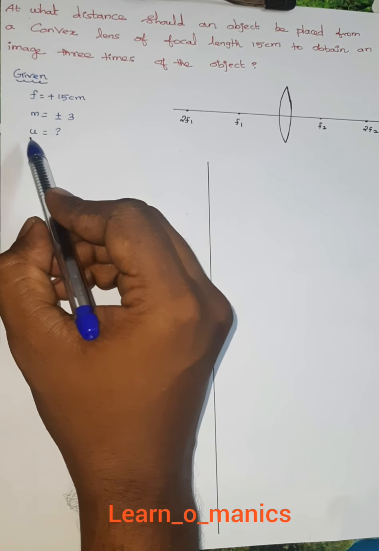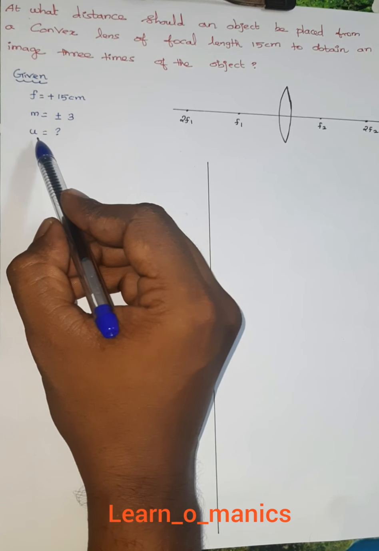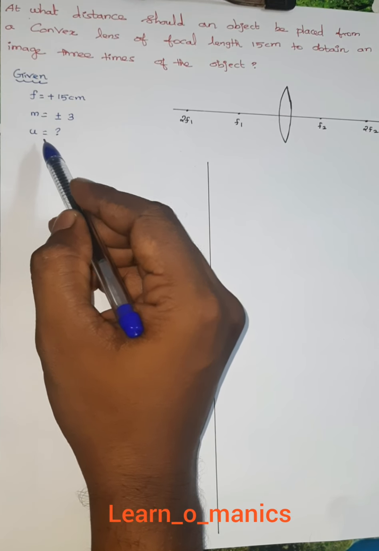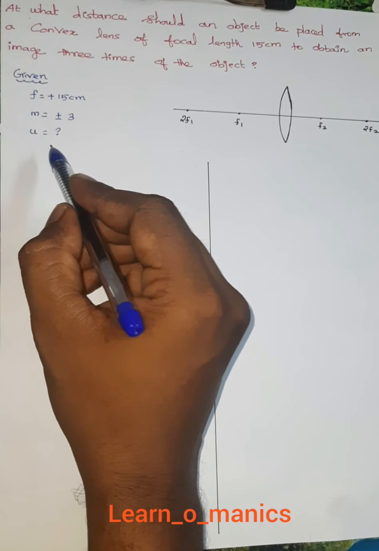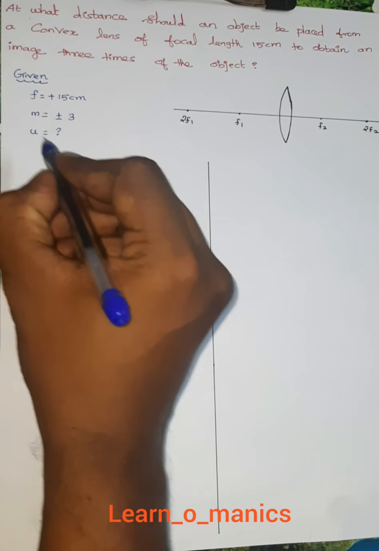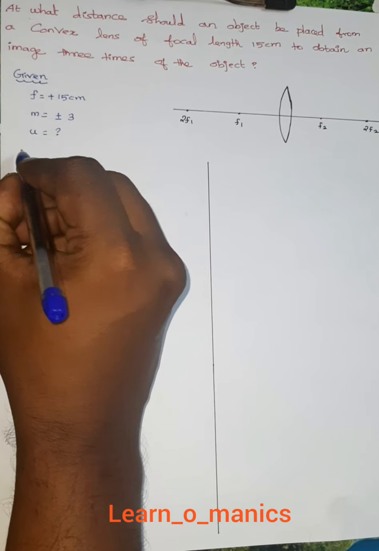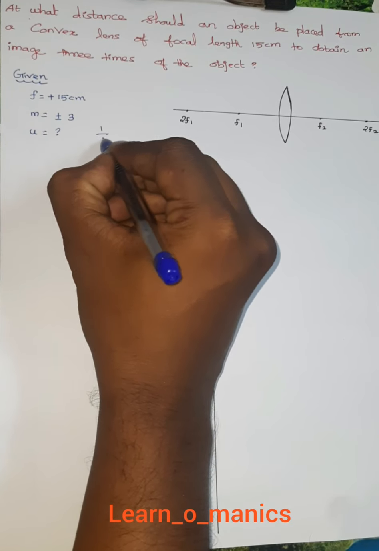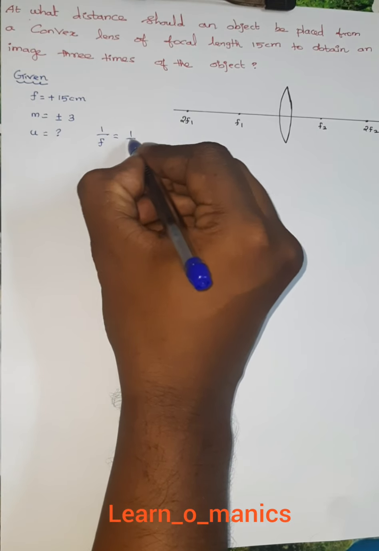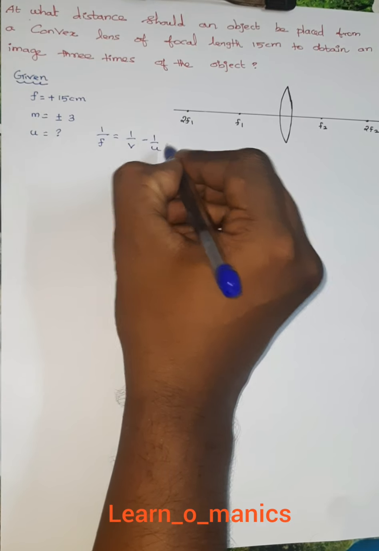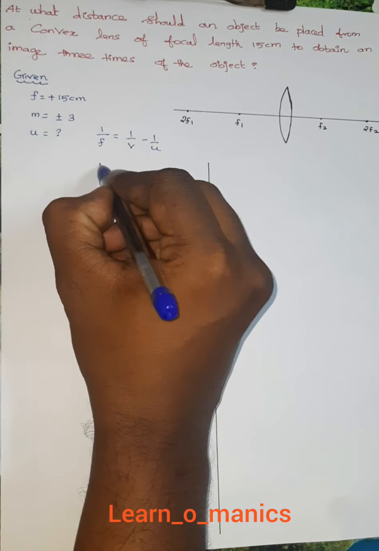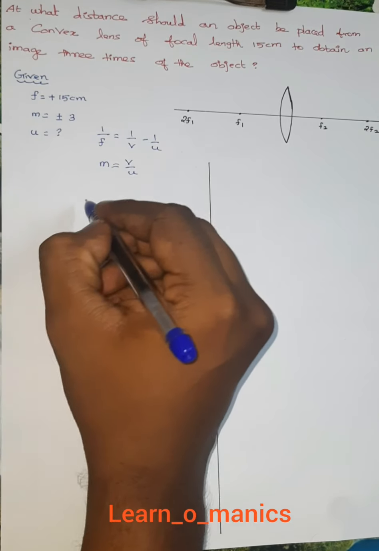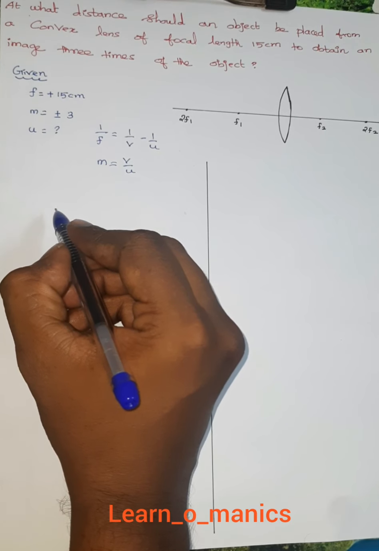So here image distance and object distance are not given. Object distance u and image distance v both are not given. We need to take it cleverly and solve the sum. So now first of all let me write the formulas that I'm going to use in this sum. First formula is 1 by f equals 1 by v minus 1 by u, that is the lens formula, and another formula is m equals v by u, that is the magnification formula in terms of lens. So these two formulas I'm going to use.